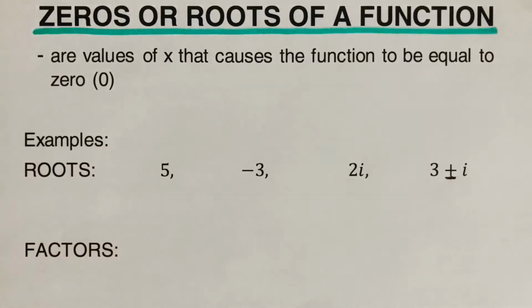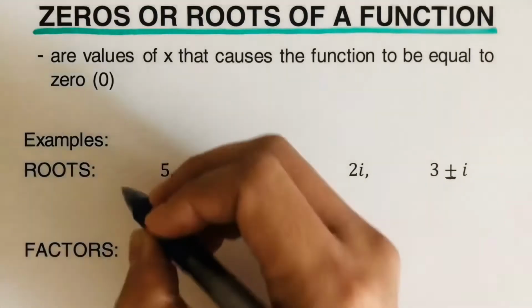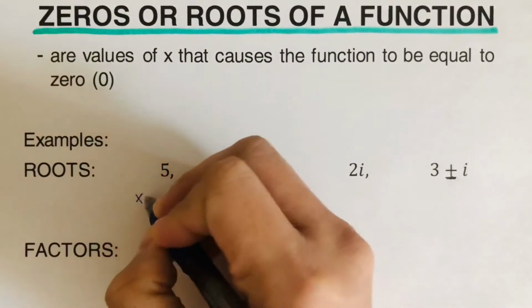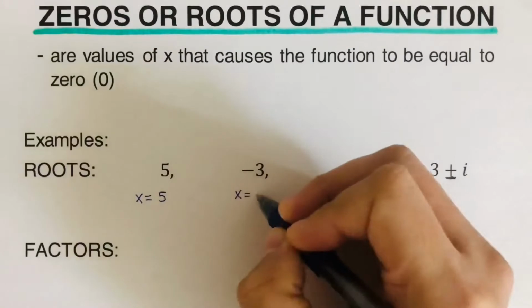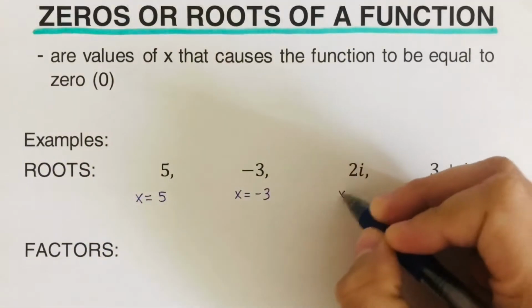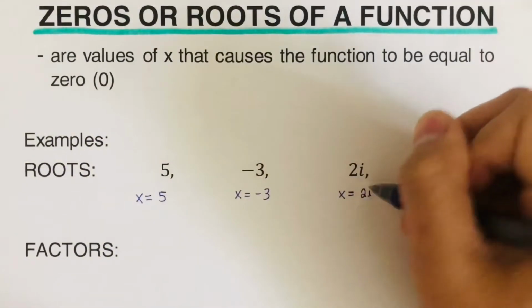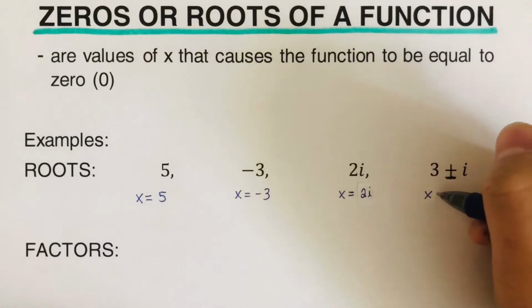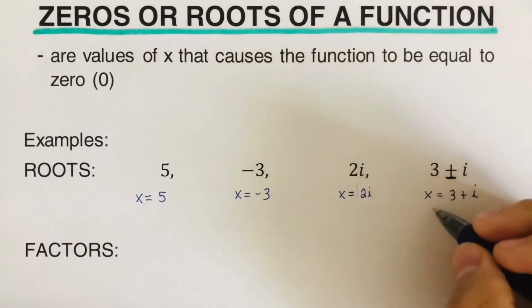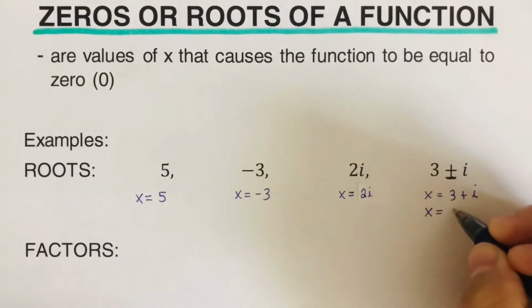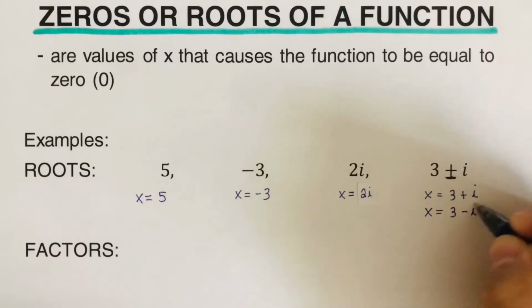In some problems as well, they write it differently. They write x is equal to 5, x is equal to -3, x is equal to 2i, and x is equal to 3 plus i. And since it's plus and minus, the other one would also be x is equal to 3 minus i.